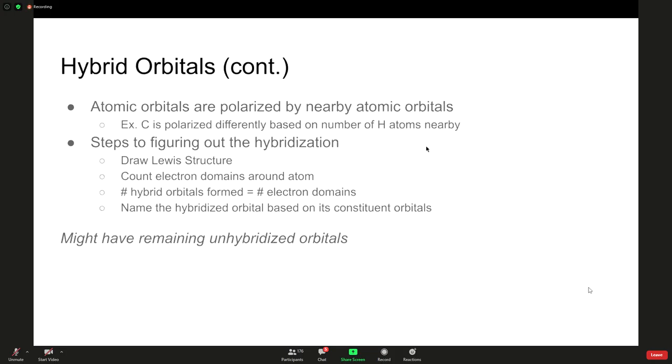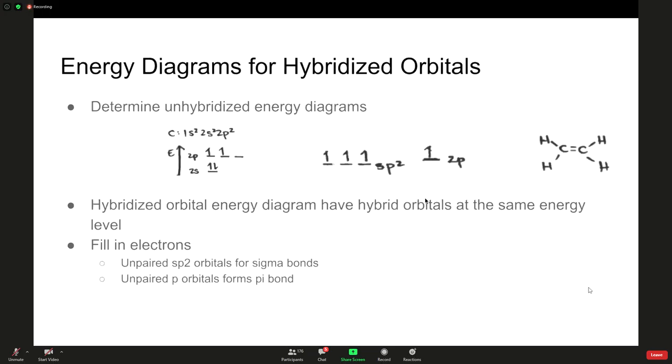And then you might have remaining unhybridized orbitals. Typically we see that we have unhybridized p orbitals, which will then go into making our pi bonds. So for example, here, this might help make it make a little more sense. If we have a carbon atom, it has 4 valence electrons, so 2 in the 2s and 2 in the 2p.